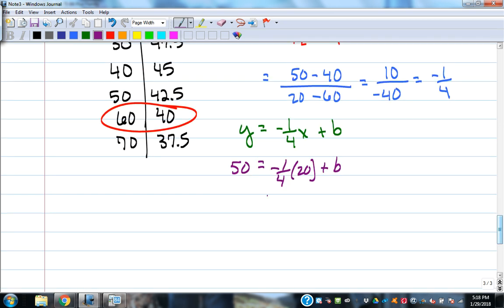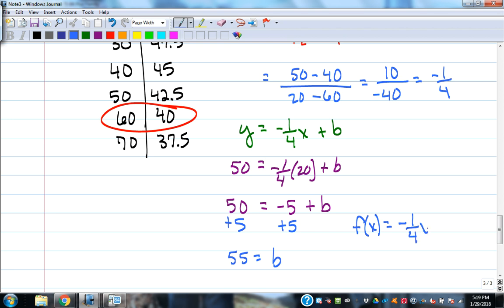What's 1/4 of 20? Negative 5, right? Negative 1/4 of 20 is negative 5, and then I got 50 over there. How do I get b by itself? Add 5. Real simple math here. 55 equals b. My linear function that I've built, the linear model, is f of x equals negative 1/4 x plus 55.